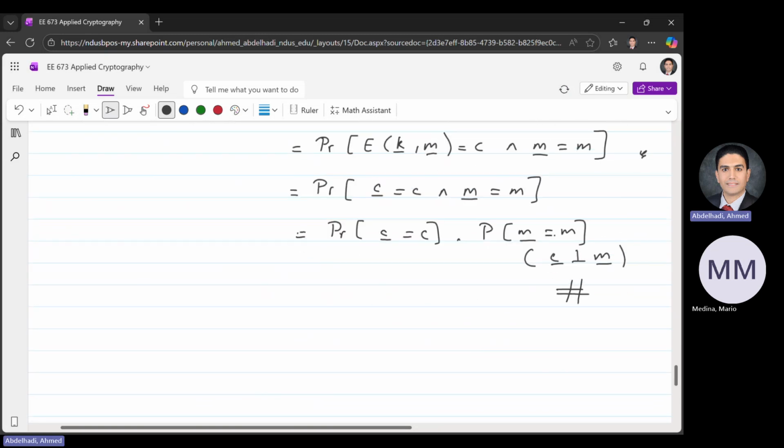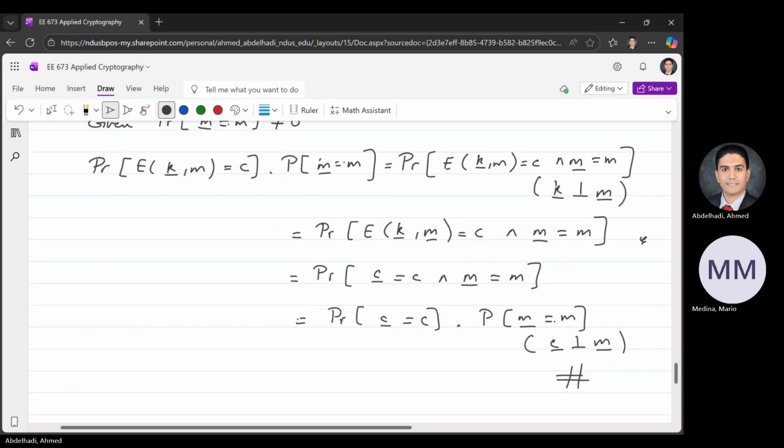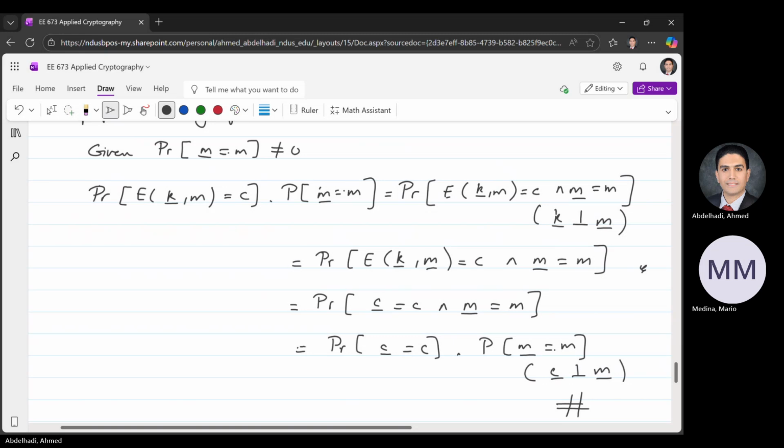All right. So that's all for the perfect security. Because both of them are independent, and since I have a realization of M, then I can add the independent one in the first term.